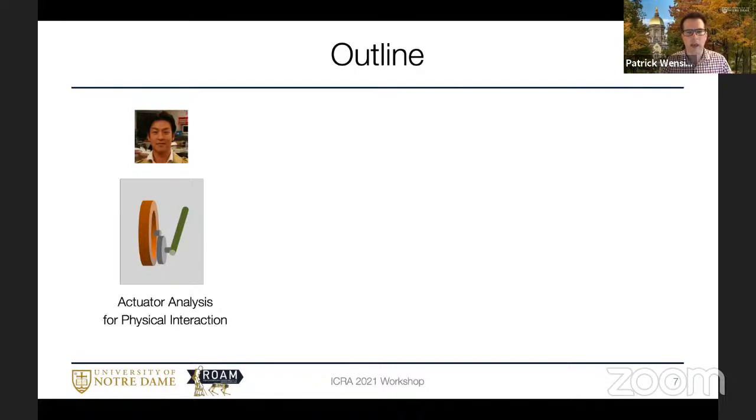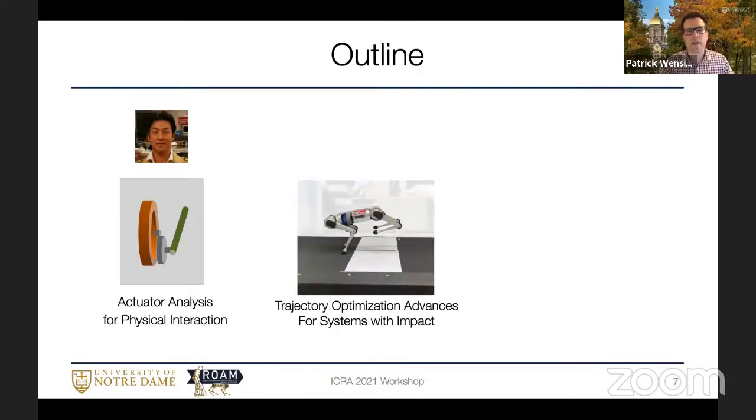And then we'll take a look at some of the motion generation aspects with a mini cheetah robot that I have done in my lab, some new strategies for trajectory optimization with hybrid systems. This is some work with my student, Li.